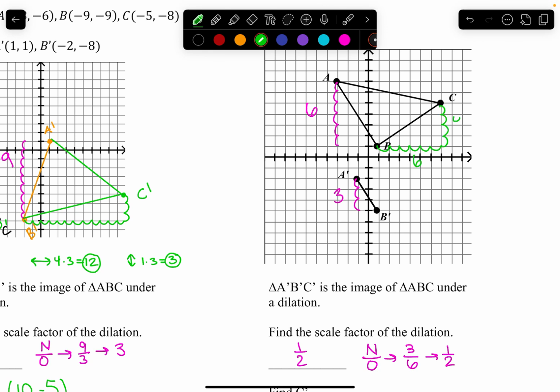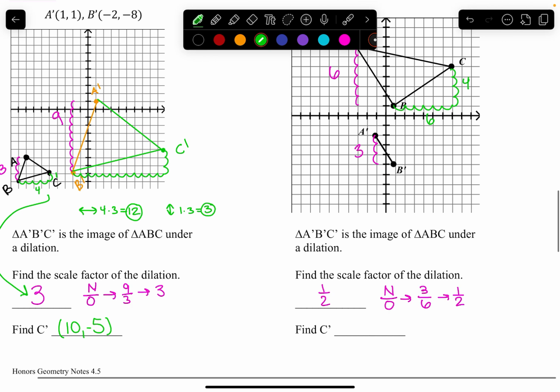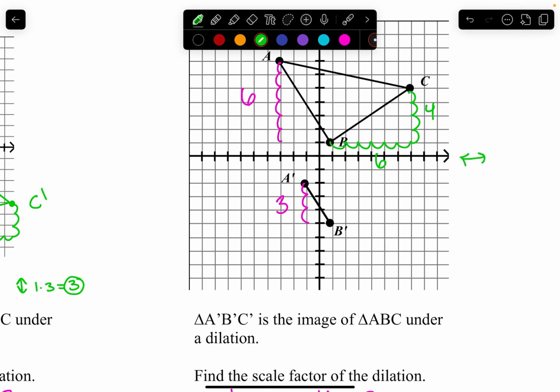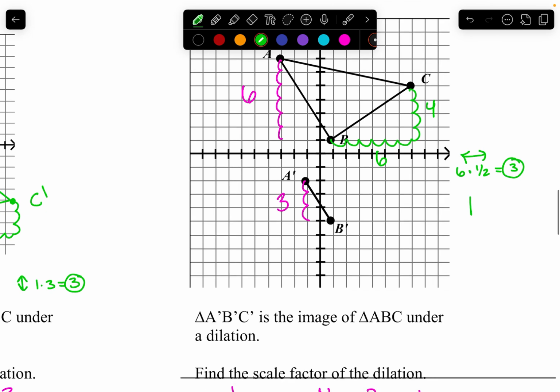1, 2, 3, 4. Okay, so horizontally, I'm going to take my distance of 6, multiply that by my scale factor of 1/2, and I get a 3. So horizontally, I'm only going to move 3. Vertically, I had a distance of 4. I multiply that by 1/2, and I get a new distance of 2. Horizontally, 1, 2, 3. Vertically, 1, 2. That right there is my new C prime.